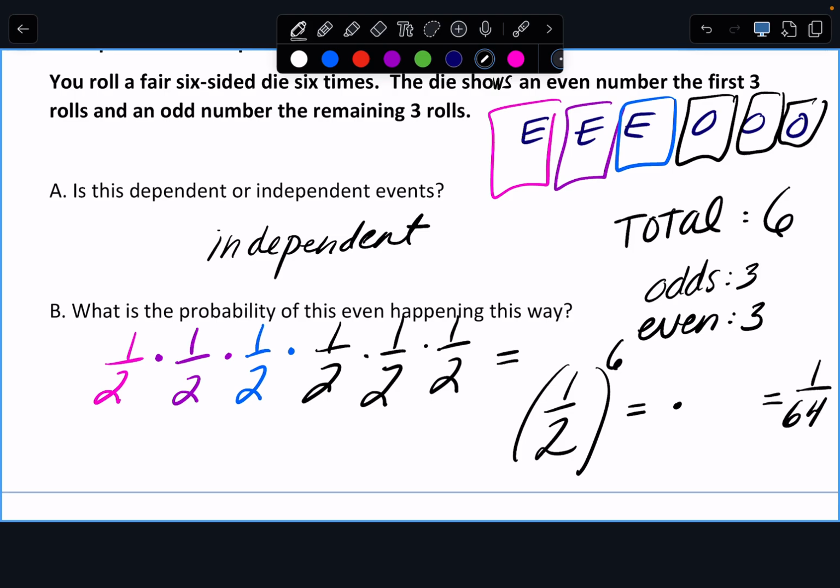And then that's 0.0156. So to do the percentage, we move the decimal 2 places. So 1.6% chance. It's very unlikely that's going to happen.